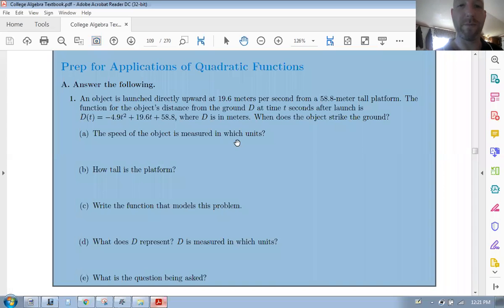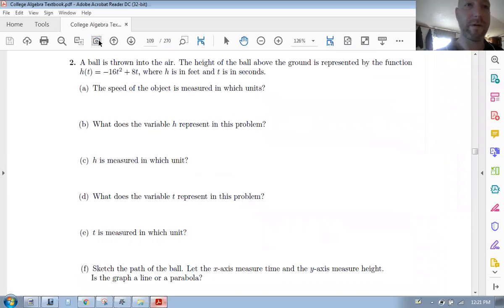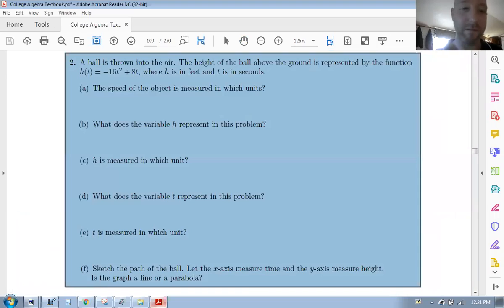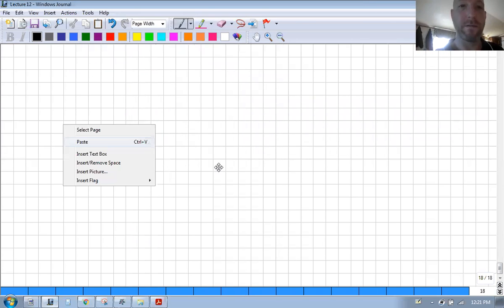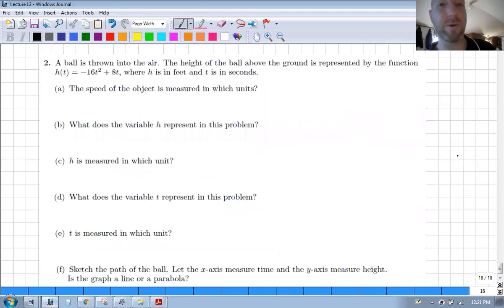So these are the kind of problems we're going to be messing with here. Let's do one more. This is what quadratics or parabolas are good for, these types of physics problems. All right, a ball is thrown into the air. The height of the ball above the ground is represented by this function, h of t, where h is in feet and t is in seconds.